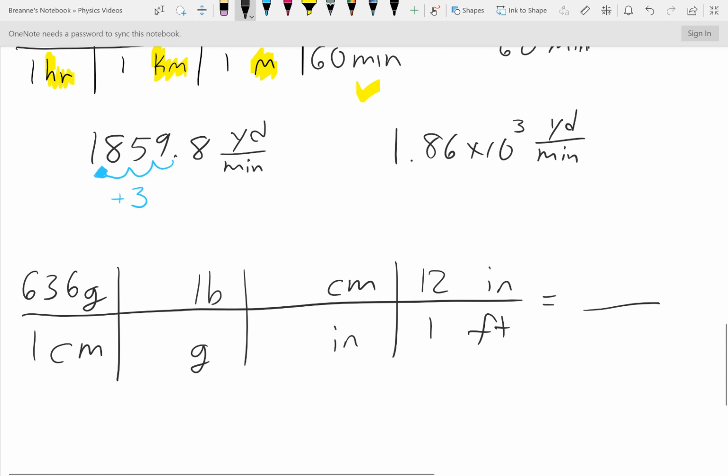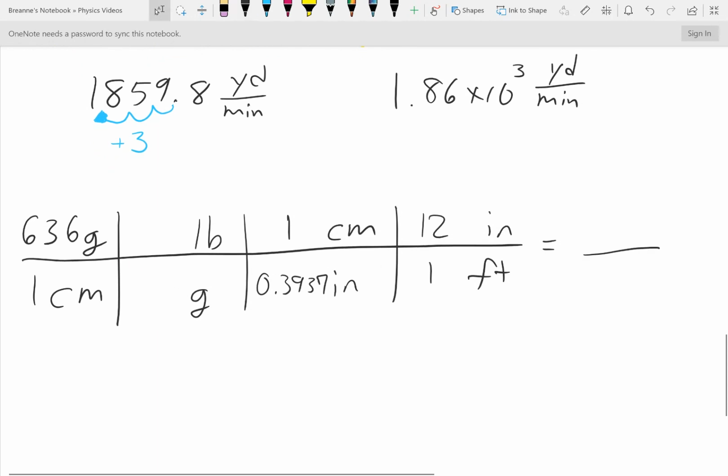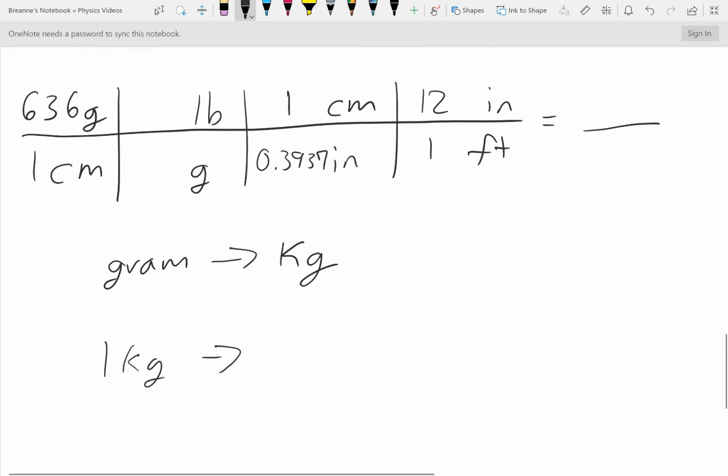Okay, but for this one, we wanted you to use 1 centimeter gives you 0.3937 inches. Now this is the one that threw a lot of people off. It did. It's because in your chicken duck, there's not a direct conversion from grams to pounds. But you had to think, the key thing is how many grams go into a kilogram? Because if you looked in your chicken duck, it had 1 kilogram goes into 2.204 pounds.